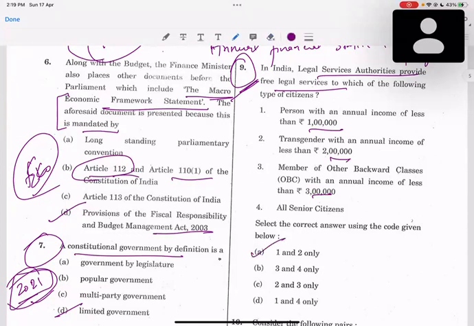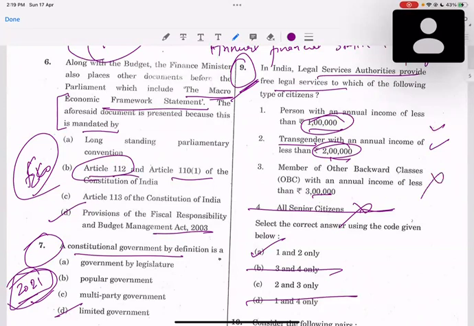A person with annual income of less than 1 lakh is eligible. Also a transgender with annual income less than 2 lakh, they both are eligible. But not all senior citizens are eligible. If a senior citizen is rich, he is not eligible. So definitely 4 is incorrect. All right. If you look at the third option, member of OBC with an annual income of less than 3 lakh, even this is a wrong statement, because for OBCs, if their income is more than 9,000 per year, then it is the discretion of the state whether to include them or not. But otherwise, they are not included.